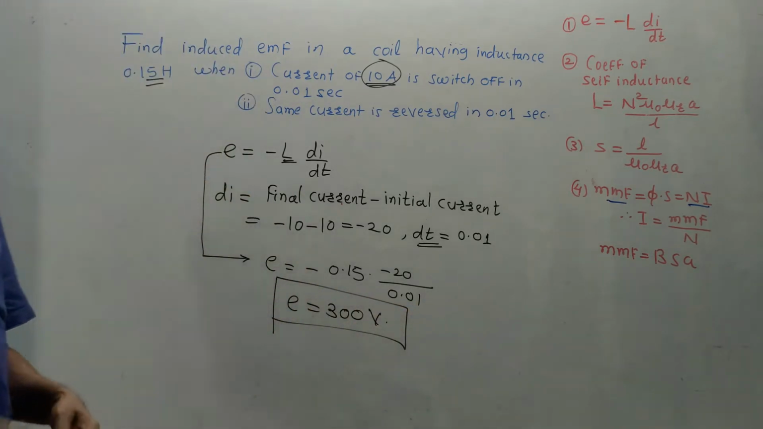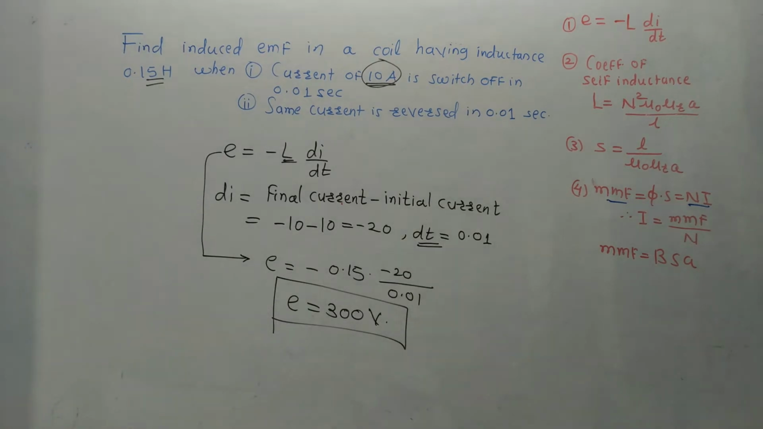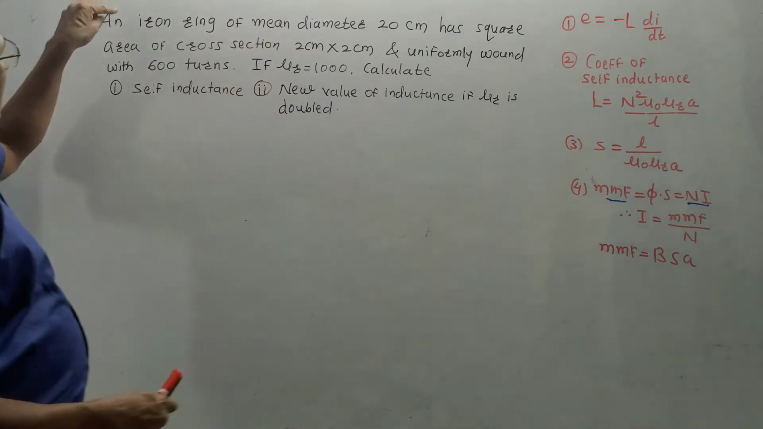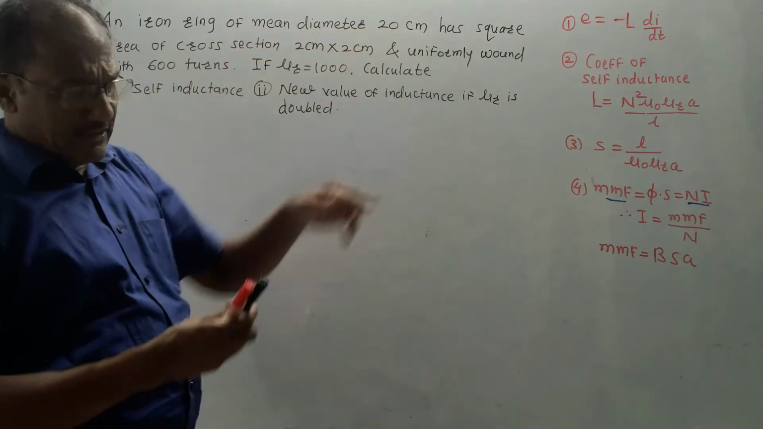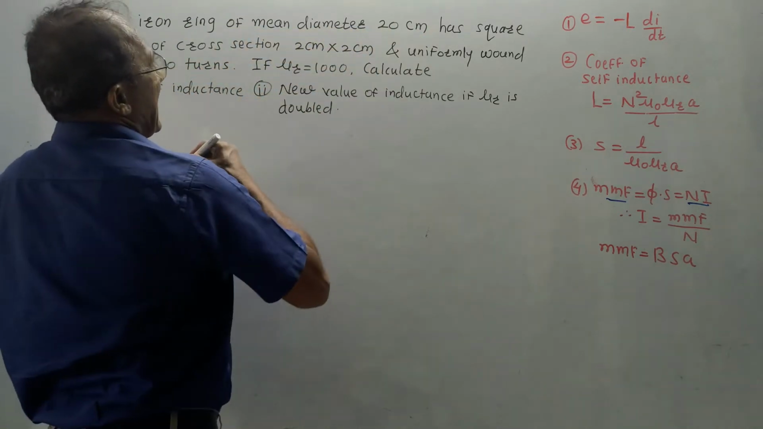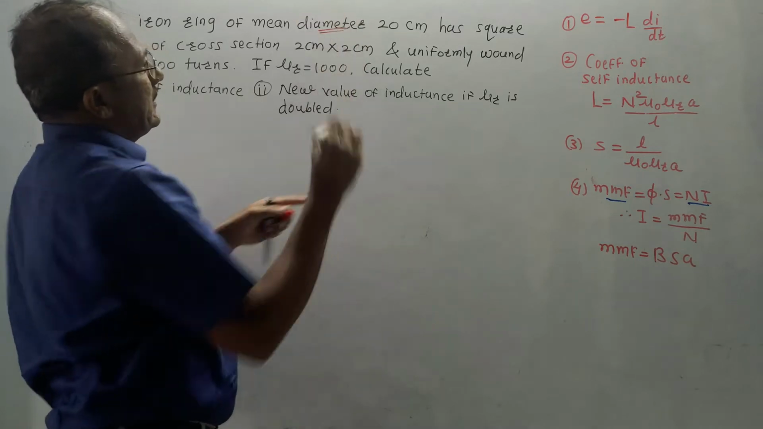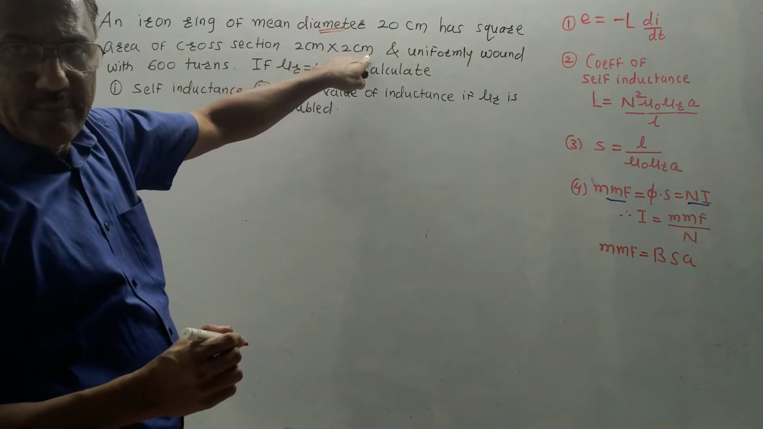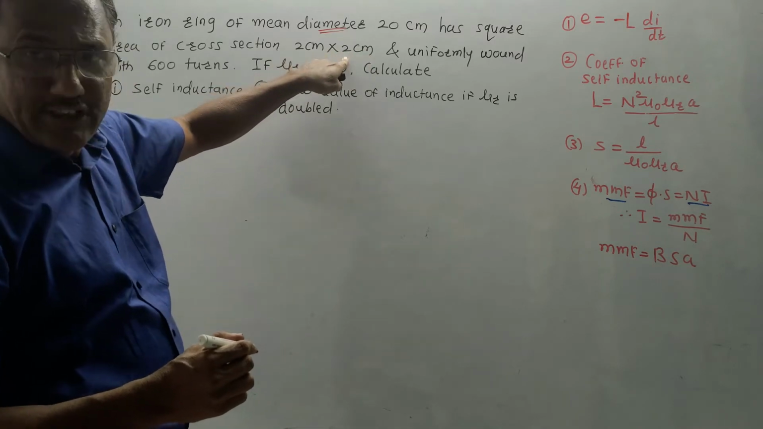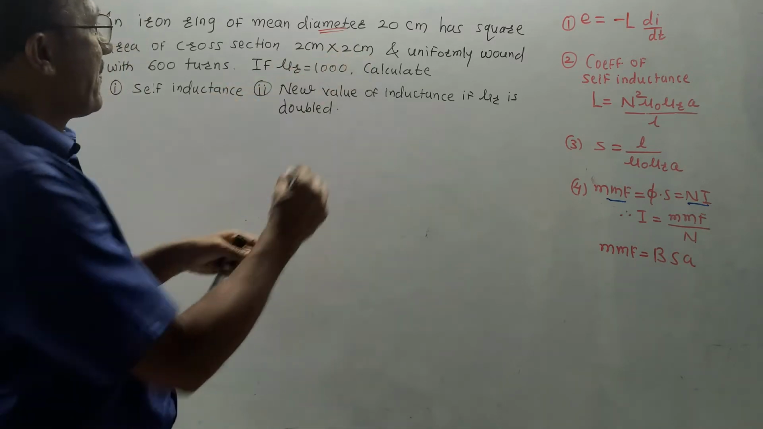Now let us solve one more numerical. The next numerical is an iron ring of mean diameter 20 centimeter. Keep in mind this is diameter, not the radius. It has a square cross section, 2 centimeter into 2 centimeter. That means it becomes 4 centimeter square. This is the cross-sectional area.